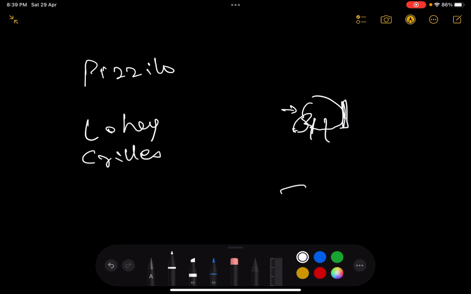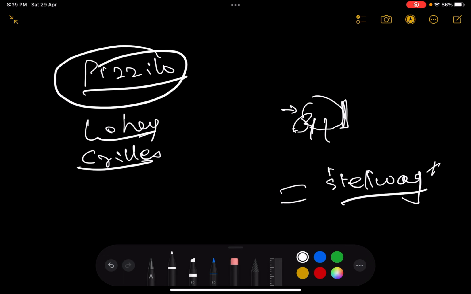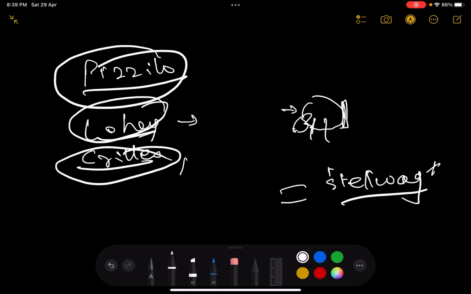Stellwag's sign is basically less blinking. For some reason, a lot of importance is given to the naming of these signs in Indian examinations. So you've got Pizillo, you've got Lahey's. Lahey's, you want to remember that you are using it to push the gland. Kril's, you don't want to think about the thumb. Pizillo's, you want to think about a man who's just extending his neck. Stellwag's sign is basically less blinking, you're not blinking enough.